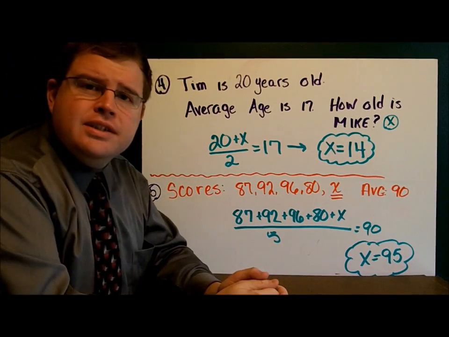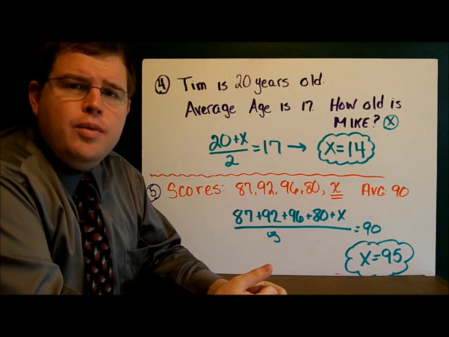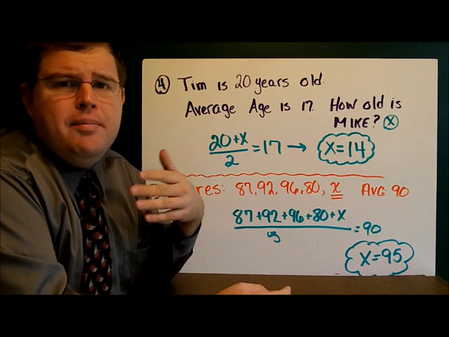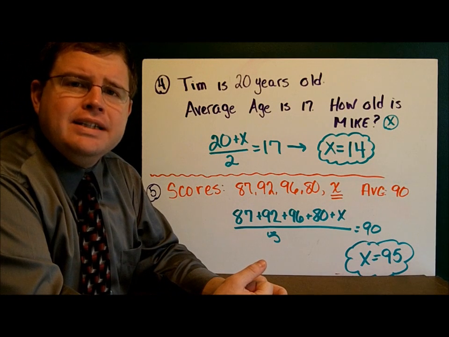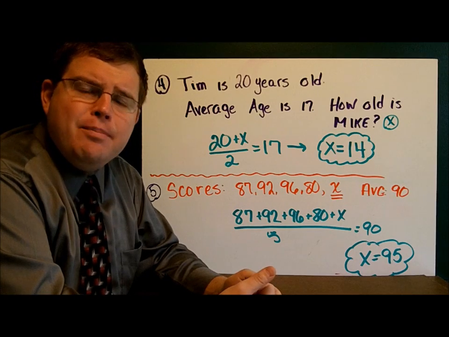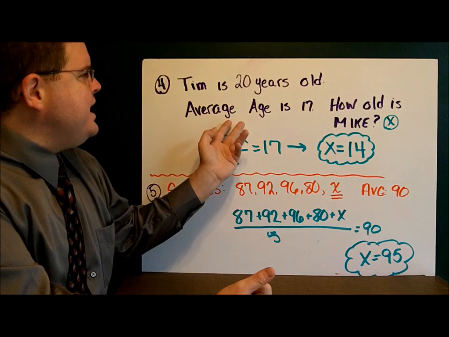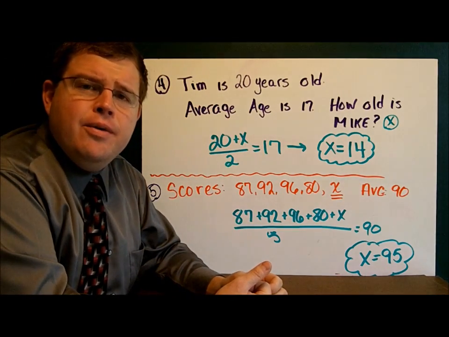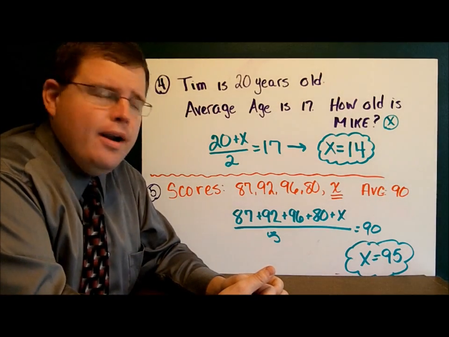We have 2 brothers, Tim and Mike, and it says Tim is 20 years old. We don't know how old Mike is, so since we don't know anything about Mike, we'll call him X. The average age of the 2 boys is 17. Now remember, an average is when you add the numbers together and divide by how many there are. In middle school, we would have given you both of the ages and said find the average. But now we're going to give you one of the ages and the average and say find the other one.